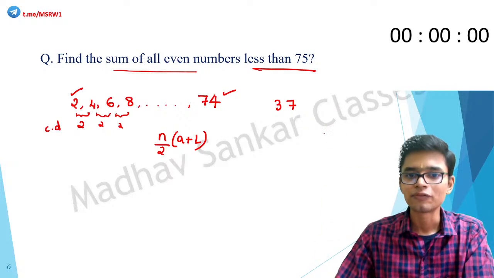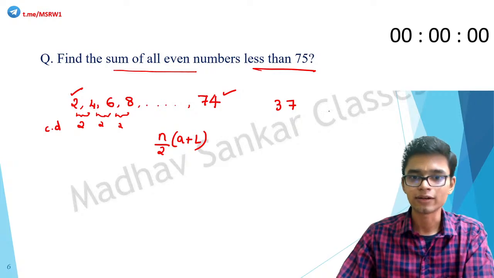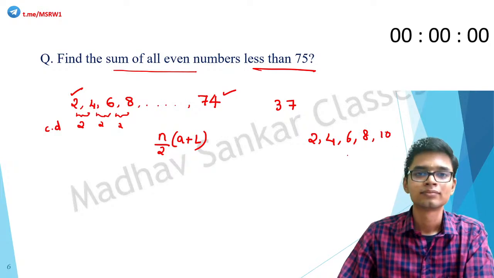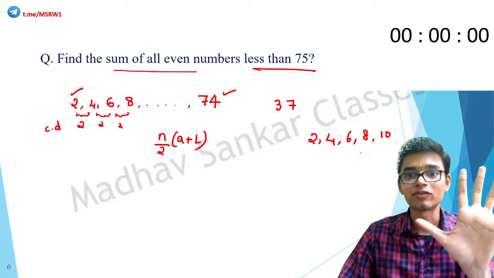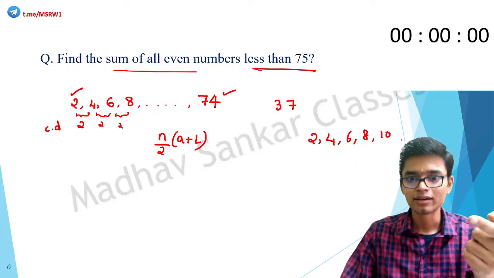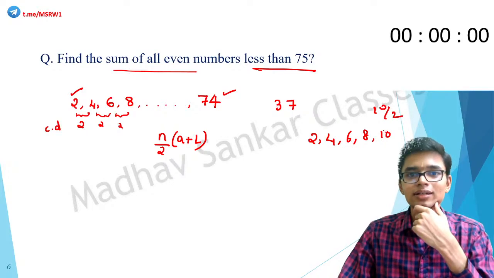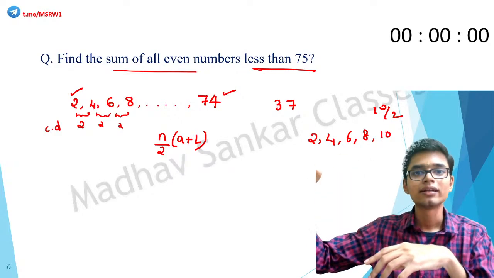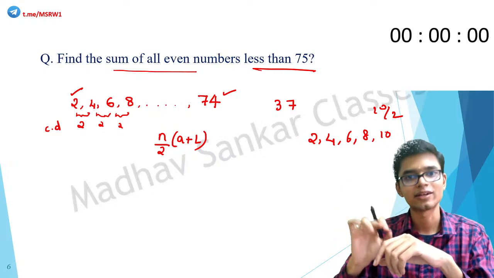Consider another example. If you are finding the sum of even numbers up to 10, then it is 2, 4, 6, 8, and 10. How many numbers are here? There are 5 numbers. The value of n is 5, and it can be easily achieved by doing 10 by 2. Correct. Similarly, if it is up to 14, the number of numbers, the value of n, will be simply 14 by 2, that is 7.